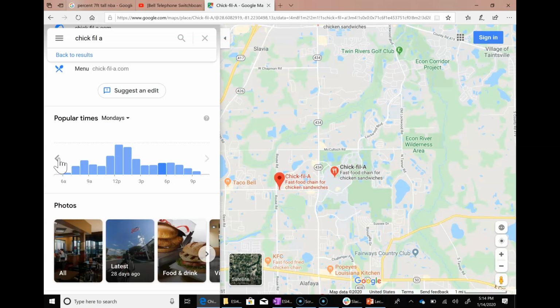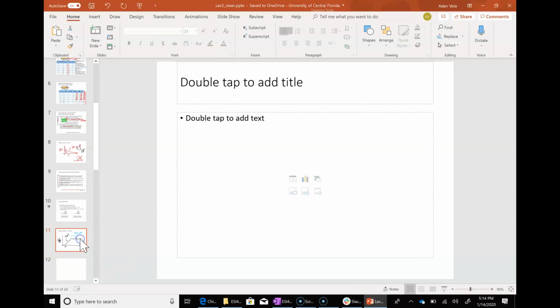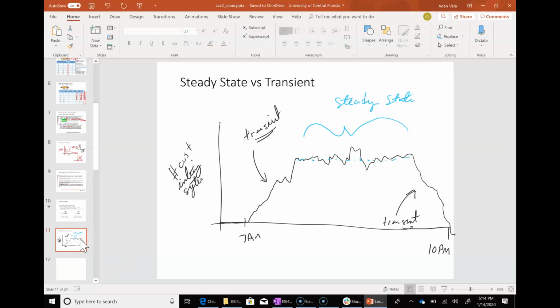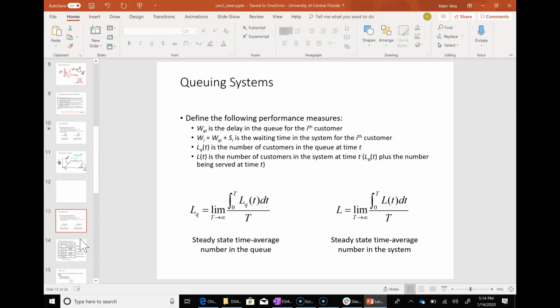Same thing in the morning: it's increasing with time every hour, so we have a transient there. But we can sometimes focus in on an hour or two. We could say from 12 to 2 o'clock, the number of people coming in every hour is about the same. Why not? You just have to be able to defend that statement. So we break up portions of our simulation into steady state and transient phases. All the equations we're going to talk about in queuing theory have to do with the steady state portion.